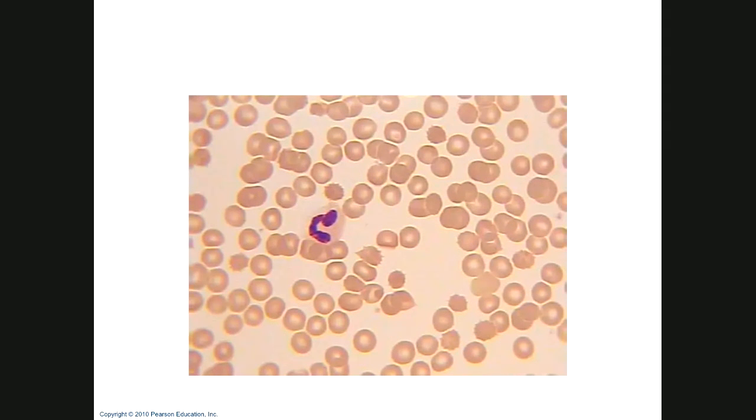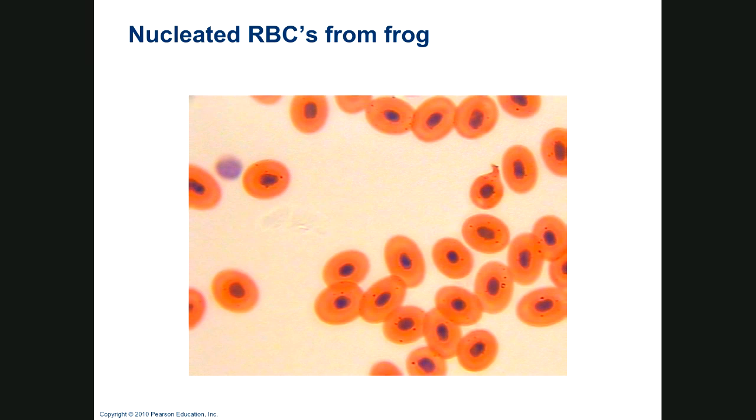Okay, and this is supposed to be from sickle cell blood. This blood cell is slightly abnormal. This one's slightly abnormal. They're not as extreme as one would hope. I just thought you would enjoy what frog blood looked like. This is normal frog blood, nucleated red blood cells.